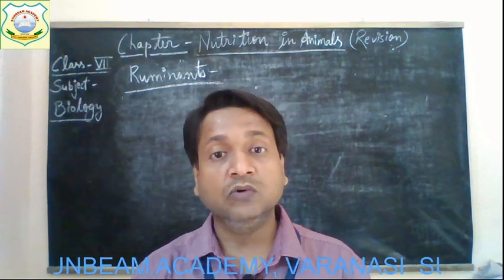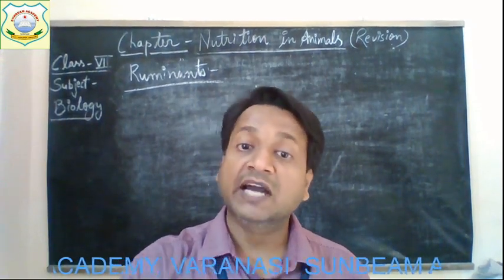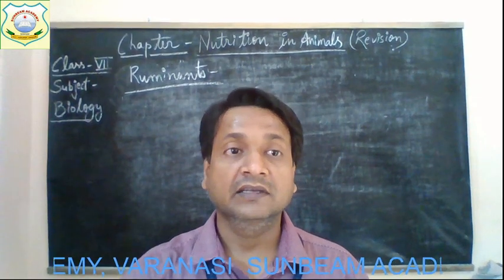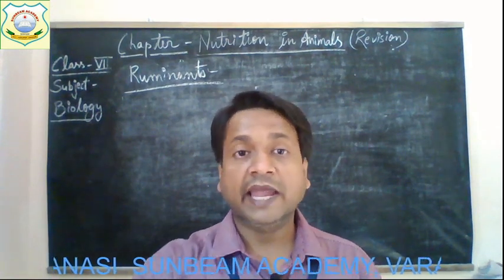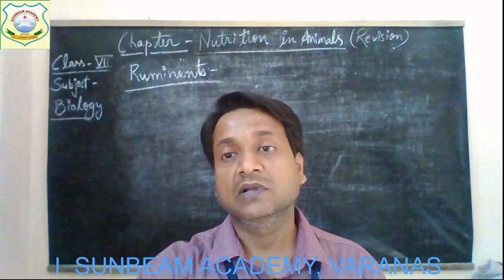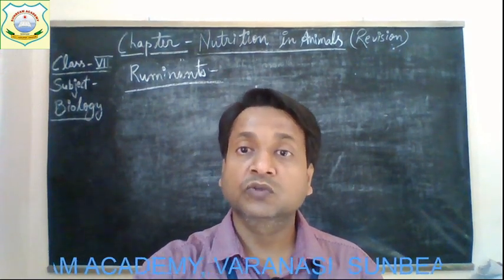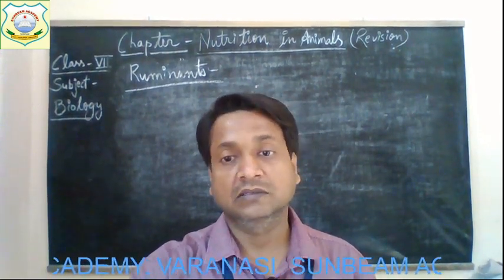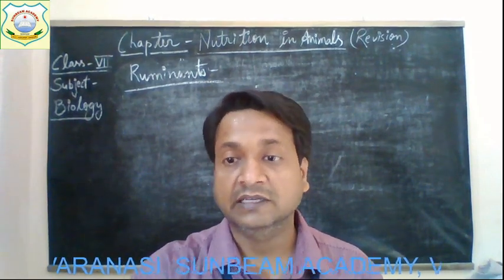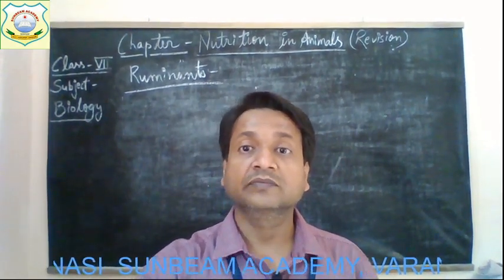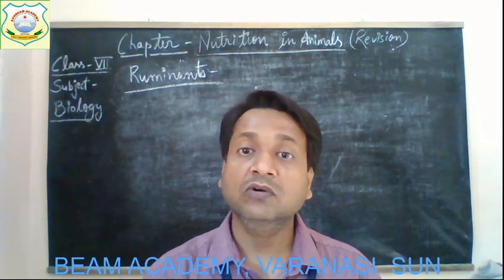The food that is swallowed goes into the first chamber, called the rumen, and here it is partially digested and is called cud. So the partially digested food in ruminants is called cud. Then the cud returns to the mouth for chewing, and this process is called rumination. That is why these animals are known as ruminants. Got it, children? They have the rumination process in which food returns to the mouth for thorough chewing.